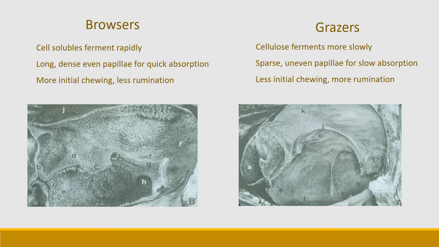If you compare it to the grazer, it's kind of sparse, looks like an old carpet that needs replaced. Because they don't have to handle all those high volatile fatty acids that would change the stomach, it's just a slower process, so the small amount of papilla can handle it. And the browser's going to maybe chew more at first, but it's going to spend less of their time re-chewing to get it small enough to pass that really small orifice.